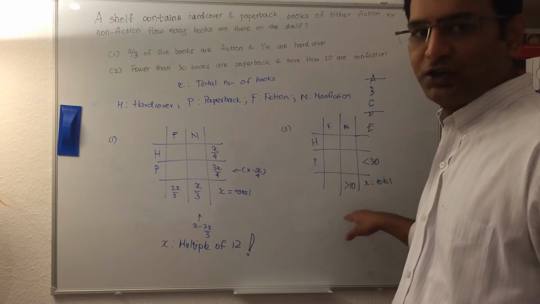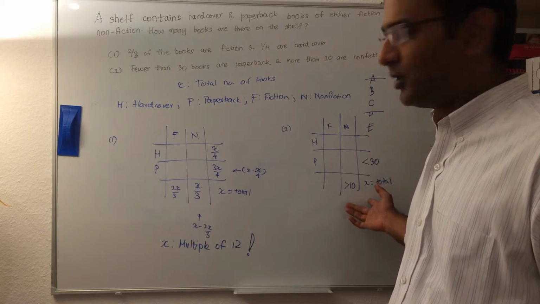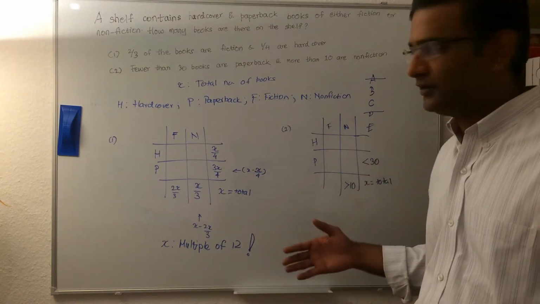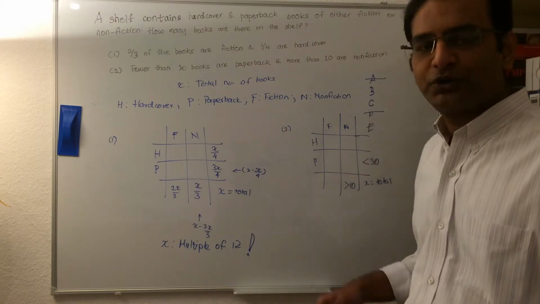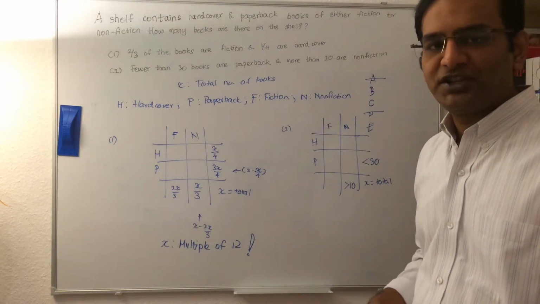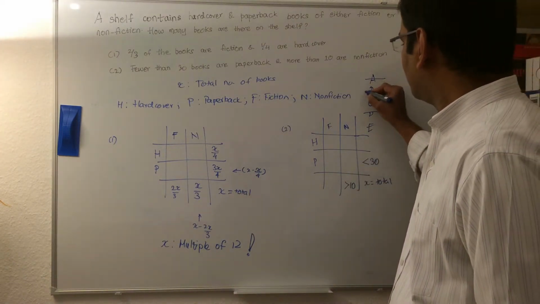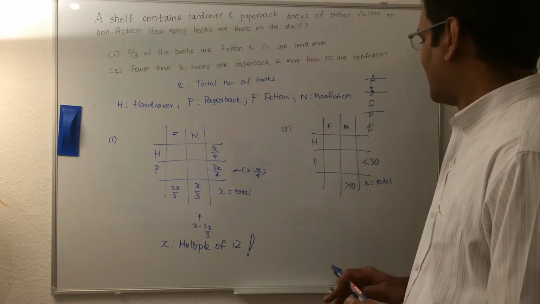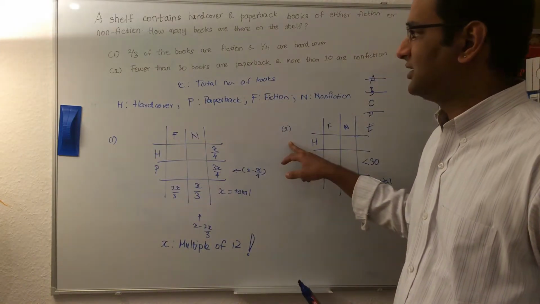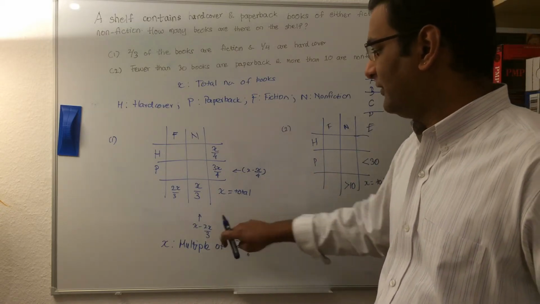Looking at this table, we still do not have any means to compute a unique value of x that would help us answer the problem. Why? Because the number of paperback books could be anywhere between 1 and 29 inclusive, as well as the number of non-fiction books could be anywhere between 1 and 9 inclusive. So we have such broad ranges which does not allow us to compute a unique value of x. So option B alone, 2 alone, is also not sufficient. However, when taking 1 and 2 together, we could see that there is a way by which we could compute a unique value of x.